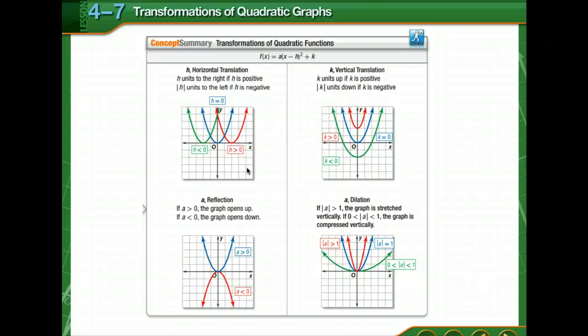In lesson 2.7, you learned how different transformations affect the graphs of parent functions, and this concept summary simply summarizes these transformations for quadratic functions. So take a moment and pause and look back at it and remember what we discussed about horizontal and vertical translations and reflections. And now we're looking at dilations.